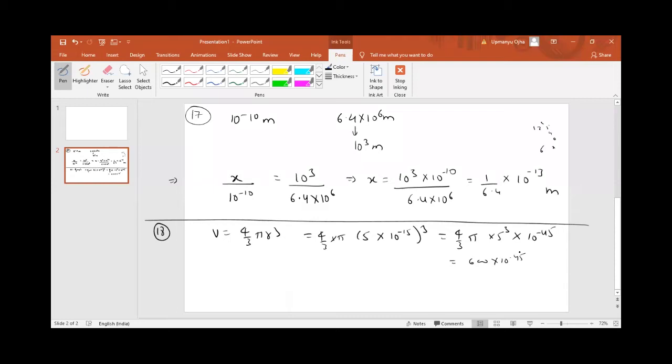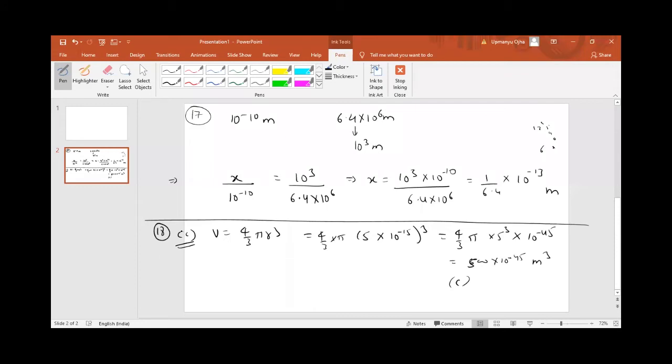Question number 18 answer. Yes, I think D is the answer. 5.2. No, no. This would be the answer. C would be the answer. 5.23 into 10 to the power minus 43 meter cube. Okay. 125 into 4 is 500. So it should be 500 into 10 to the power minus 45 meter cube. So it will come as around this. C is the answer, I think, in this question. 18, C is the answer.